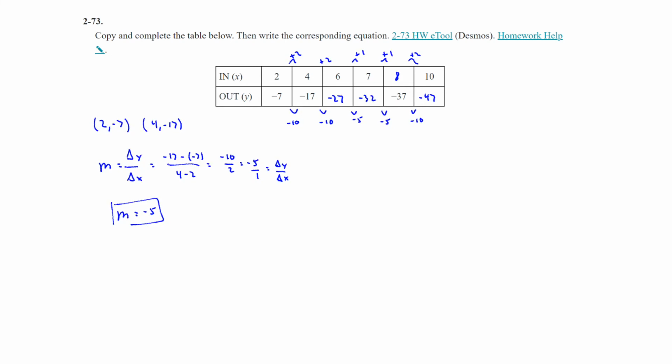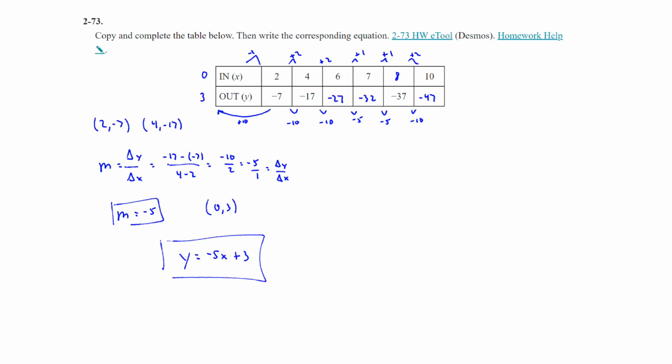Well, we could just go backwards because we're looking for y when x is 0. So we could go back this way to an x value of 0. And then that means we would have to go back 10 for the y value because we're going back this way. So we'd have to add 10. And then that gives us the y-intercept to be at 0, 3. So therefore, y is equal to negative 5x plus 3.